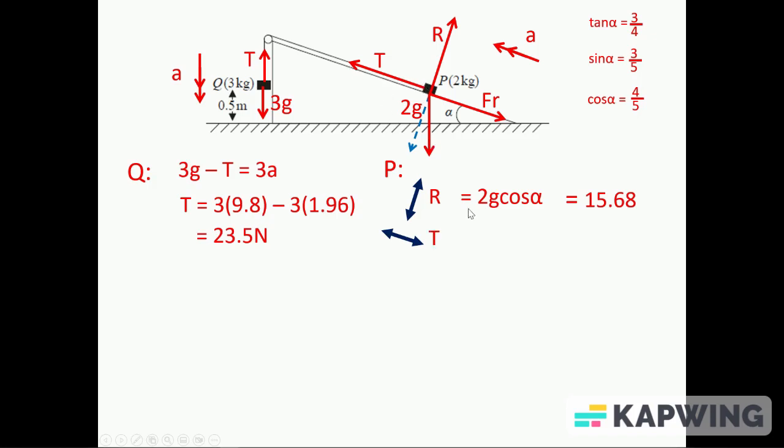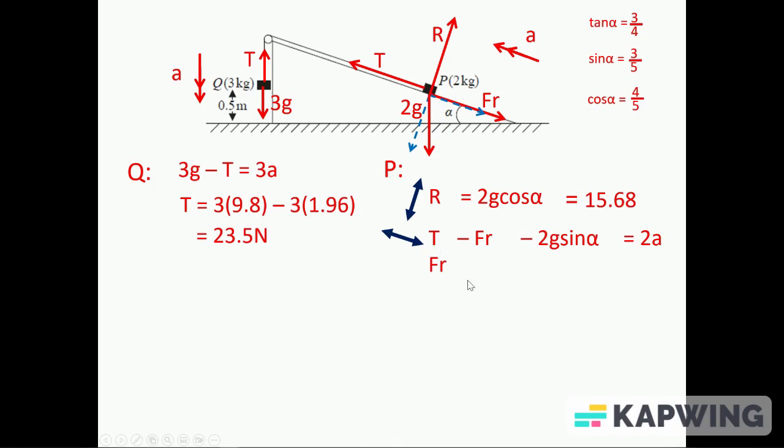T is pulling it up the slope. The friction is slowing it down. The component of the weight, which is 2g, that angle's 90 minus alpha, so I'm going to do cos of 90 minus alpha, which is the same as the sine of alpha. So that component is 2g sine alpha, and that's going to be equal to 2 times a. It's going to be 2 times 1.96.